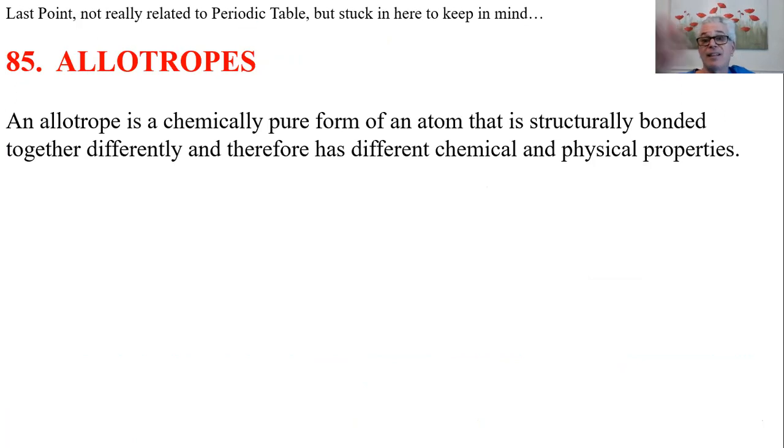Now, this is the last slide. I forgot. Here's another one. This word is allotrope. Allotrope has got nothing to do with the periodic table. Really, it's a vocabulary word that we stick in here because we don't know where to put it. An allotrope is a chemically pure form of an atom that's bonded in a different way. And therefore, it will sometimes have different chemical properties and usually different physical properties.